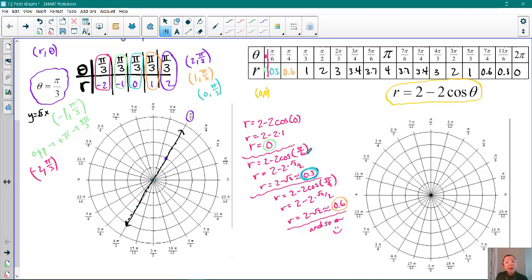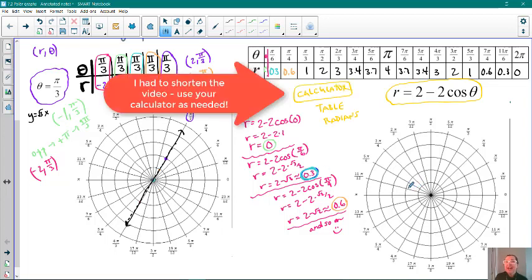Then we plug in pi over 6. Cosine of pi over 6 is square root of 3 over 2. 2 times square root of 3 over 2 is just square root of 3, so the exact value is 2 minus the square root of 3. Well, if we're going to graph this, a decimal approximation would probably be more helpful, so I went ahead and calculated that and got 0.3. All right, so now for the fun part. Let's sketch the graph of this.